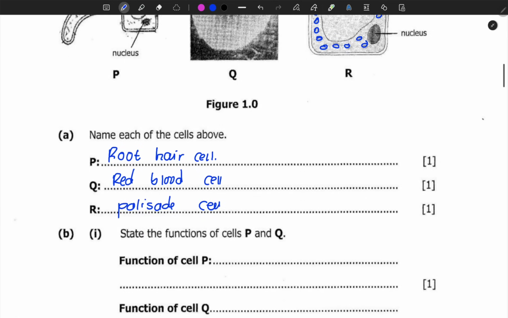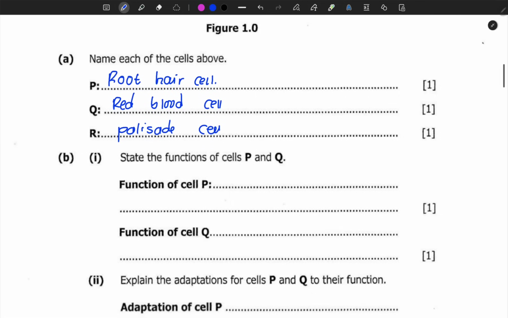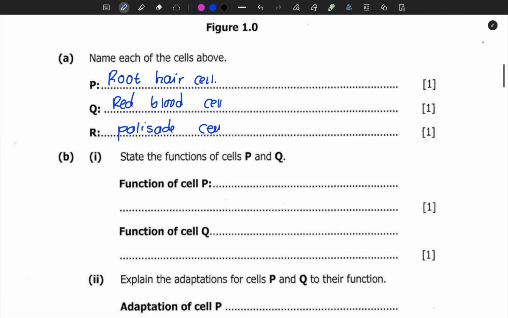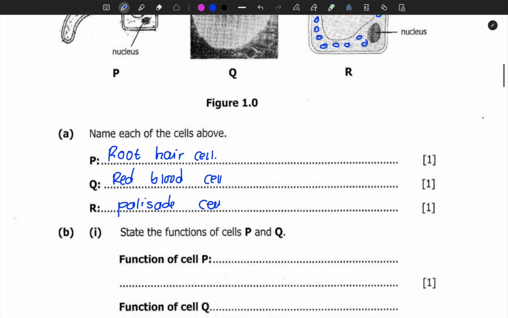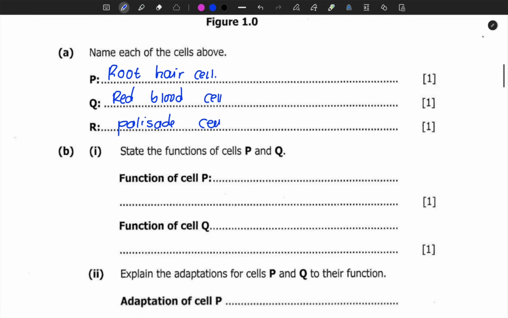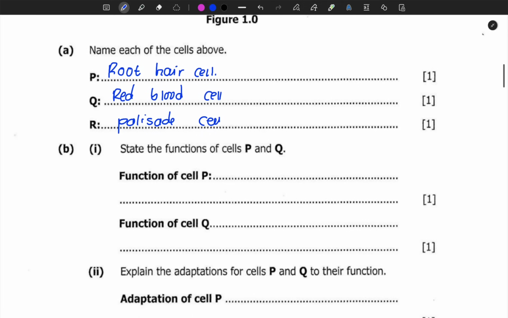Then we look at the question. So B1, state the function of P and Q. So P, we say it is a root hair cell. For root hair cells, these are cells that are found on the roots, and we know the function of the roots is to anchor a plant, and also for absorption of some materials from the soil into the plant system. So function of cell P, we can say to absorb.